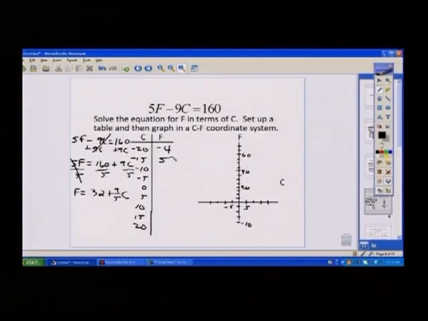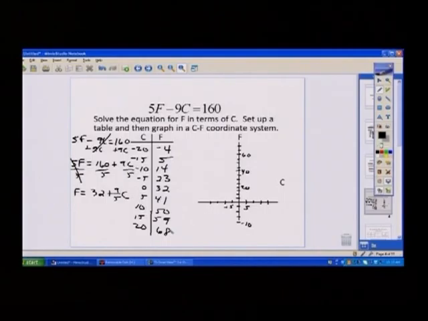If I put negative 10 in, we have 14. If we put in negative 5, it is 23. 0 is 32, which is going to be your y-intercept. 5 is 41, 10 is 50, 15 is 59, and 20 is 68.